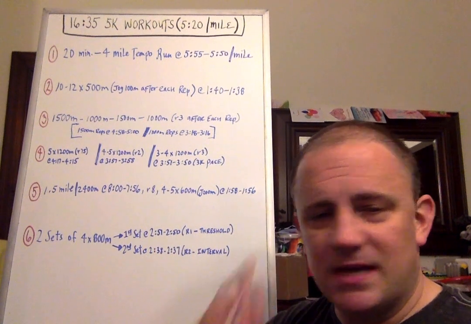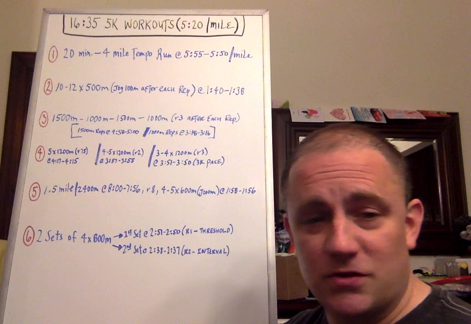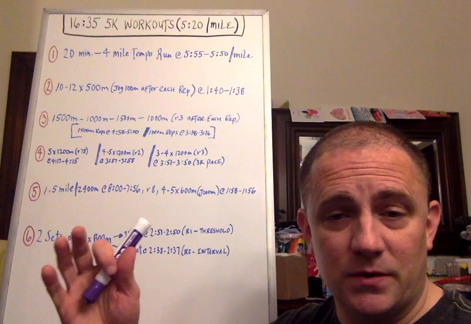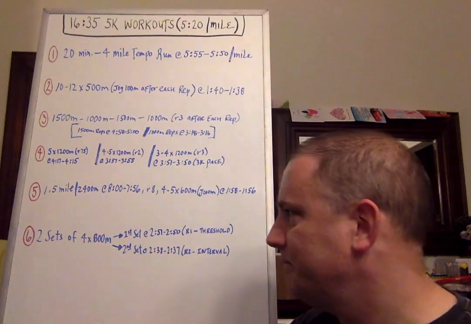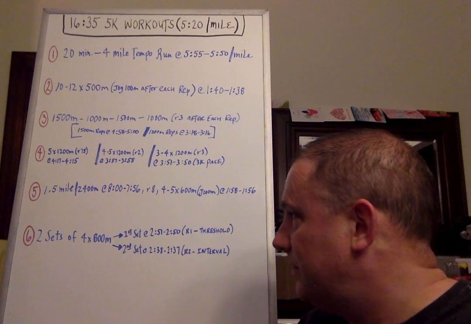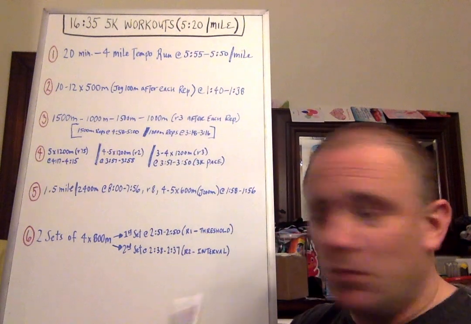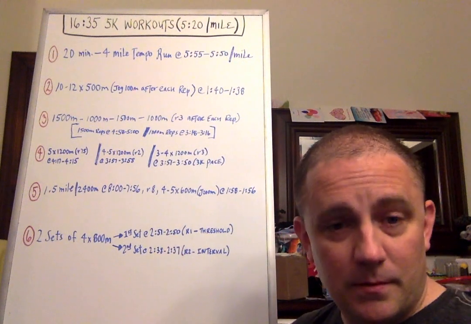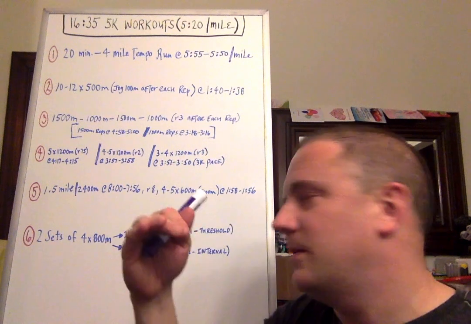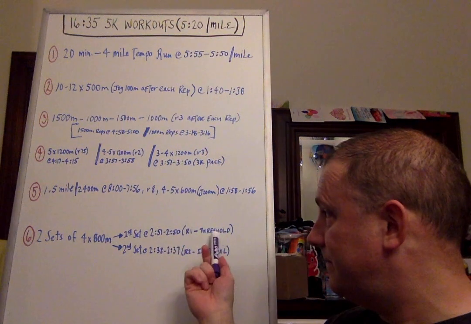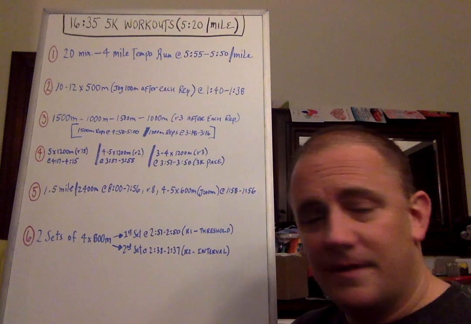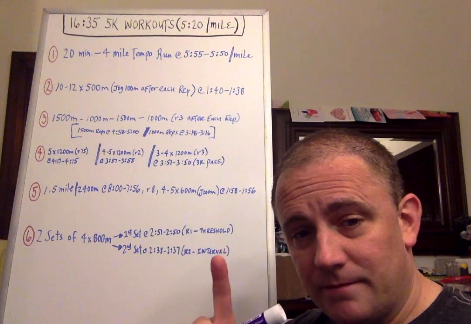It goes as such: 2 sets of 4 times 800 meters. So the whole workout's 8 times 800, but it's broken up into 2 pieces, okay? The first set is done between 2:51 and 2:50 per rep, which is 5:40 pace, okay? But it's done at threshold pace, okay?